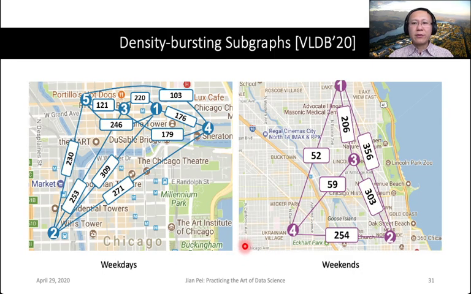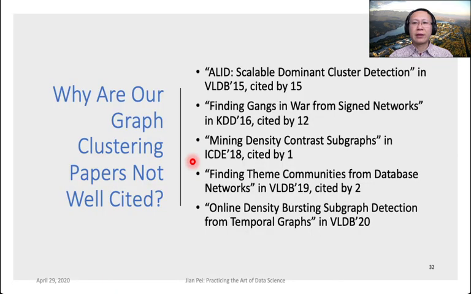And recently, we also looked at the density bursting subgraph. The idea here is that we look at the temporal graph and see how the transportation may emerge or may rapidly change over time. Our papers have been published in quite good places, like VLDB, KDD, ICDE, but again, if you look at the citation numbers, they are not very high.